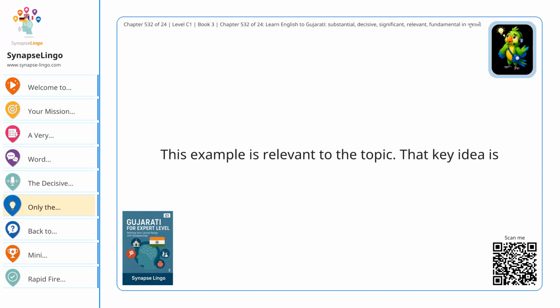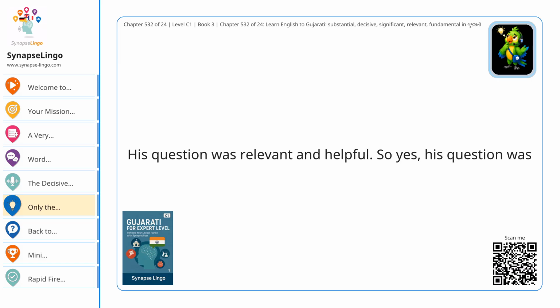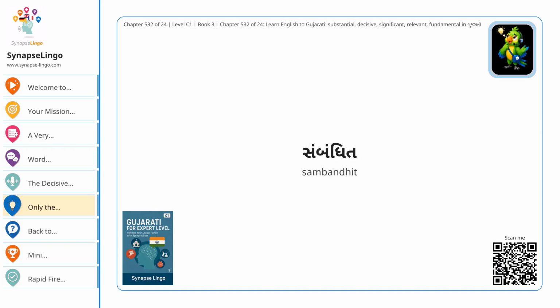This example is relevant to the topic. That key idea is Sambandhit. Please include only relevant information. That means only Sambandhit information. His question was relevant and helpful. So yes, his question was Sambandhit. Funny memory trick. If your friend asks, "How do I bake bread?" and you answer, "Penguins are excellent swimmers," your answer is not Sambandhit. It is impressive, but not relevant.